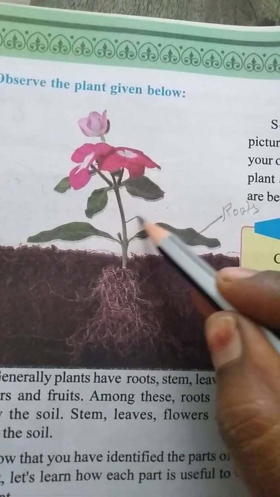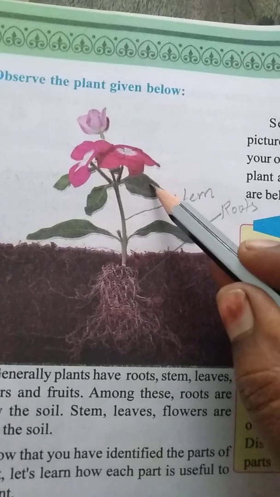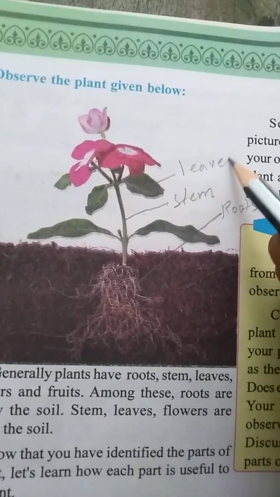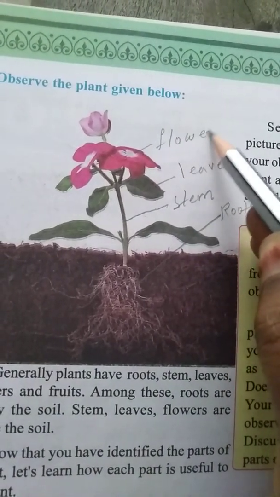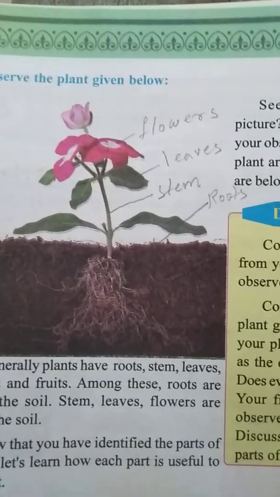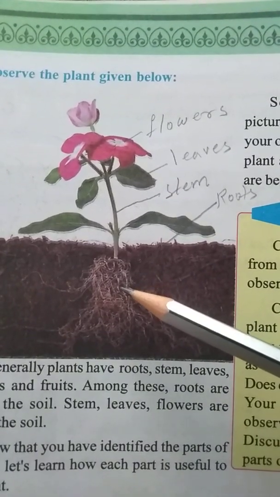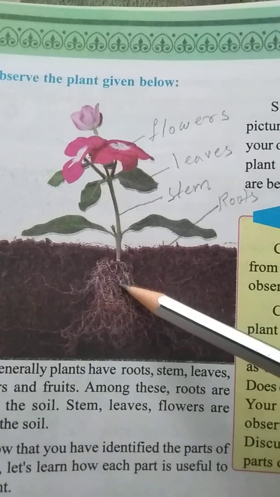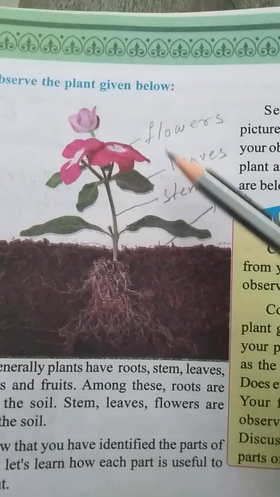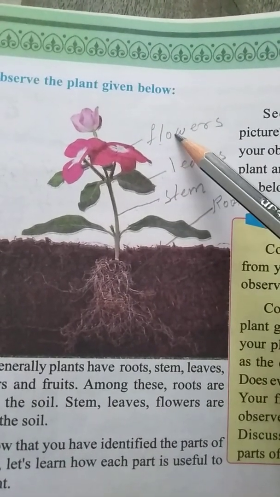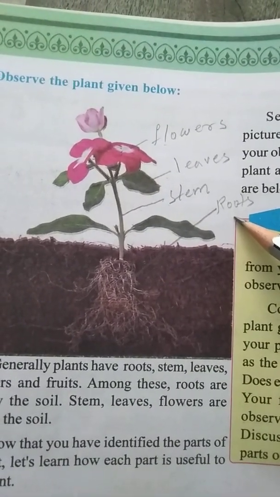Next, what is this? Yes, this is the stem. Next, what are these? These are leaves. Next, flowers. Now we have seen the different parts of a plant. What is below the soil? Yes, roots. And above the soil, what is here? Stem, leaves and flower. These three parts of a plant are above the soil and under the soil there are roots. Now understood children?